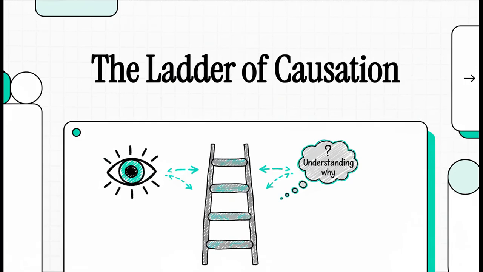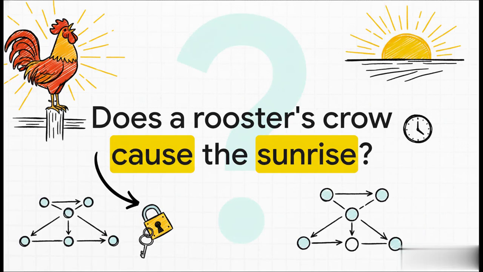All right, let's jump right into one of the most powerful ideas shaping the future of AI and data science today. It's called the ladder of causation. And you can think of it as our guide for moving beyond just seeing patterns in the world to actually understanding why things happen. So let's start with a simple question.